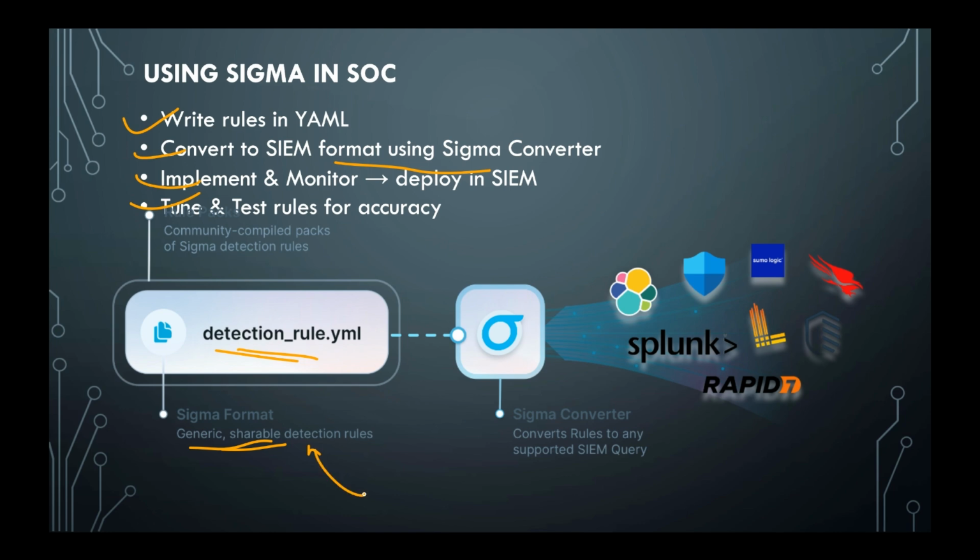And here is the Sigma converter. Sigma converter is a tool which converts the rule into any supported SIEM query, and after that you can deploy it on any SIEM like Splunk, Rapid7, CrowdStrike, Sumo Logic, Defender, etc.